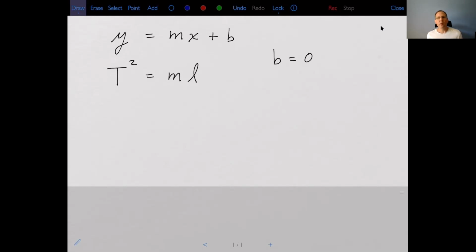But remember, what we want for the final equation is not period squared, but the period as a function of the length. So mathematically, how do I get the period if I have period squared? I can simply take the square root, right? It'll undo the square. So I'm going to take the square root of both sides.